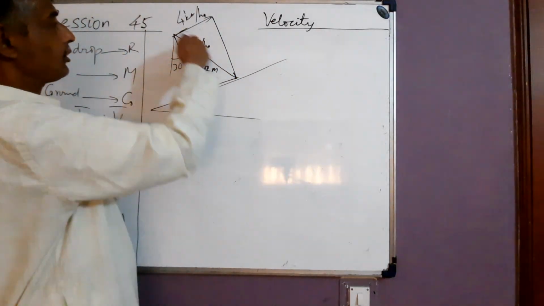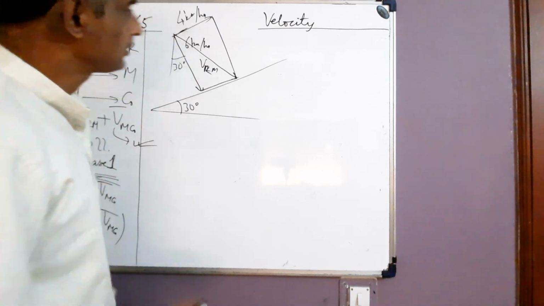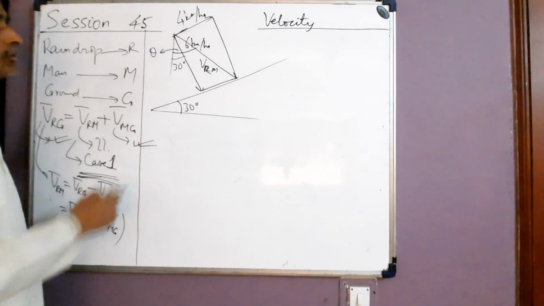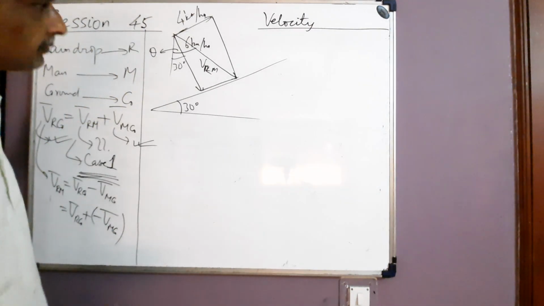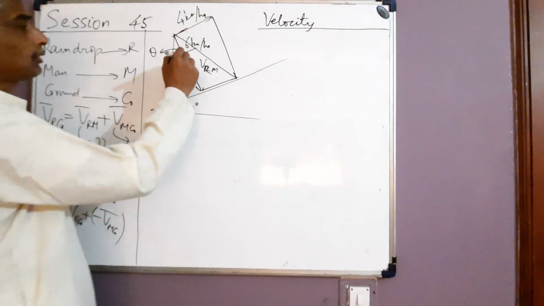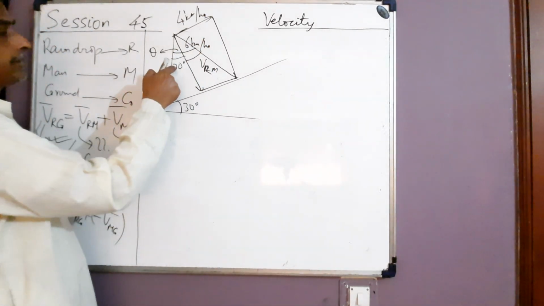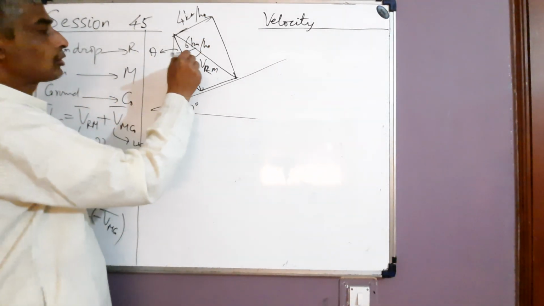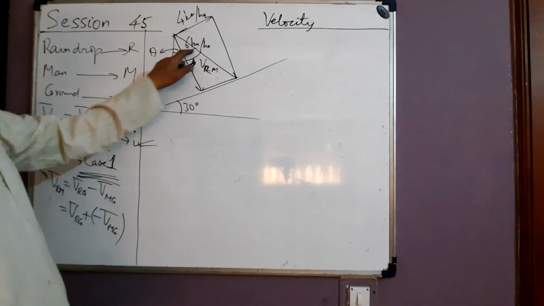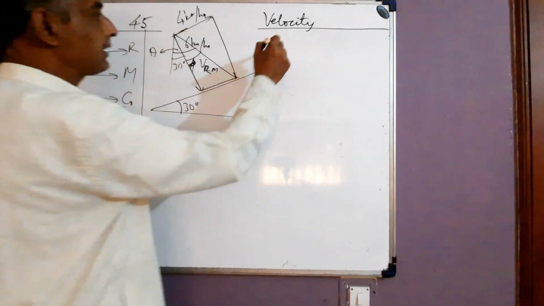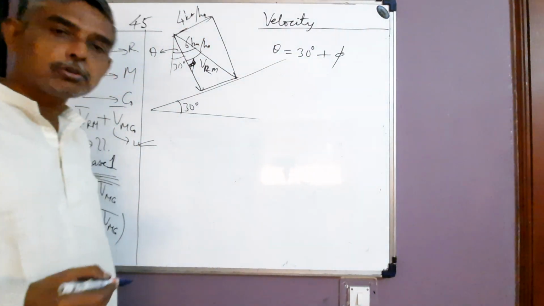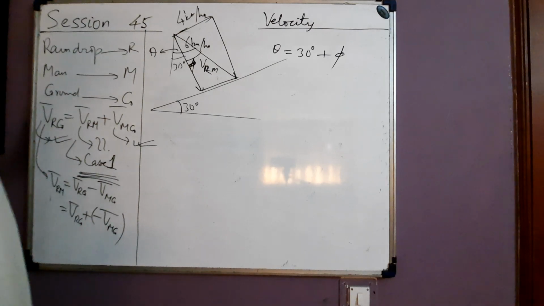Now in order to protect himself from the raindrop in the best possible way, the person should hold the umbrella axis along the direction of VRM. Suppose VRM makes an angle theta with the downward vertical. This theta we have to find out. First we find this angle, call it phi, and add 30 degree to it. So theta is equal to 30 degree plus phi.